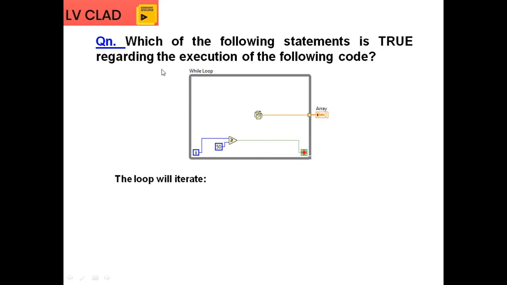So the next question is, which of the following statements is true regarding the execution of the following code? Before moving to the options, try to understand what is going on. There may be many indicators, so which indicator are they asking about, and what is the size, or what elements are present? You see the options, how many times the loop will execute or iterate.